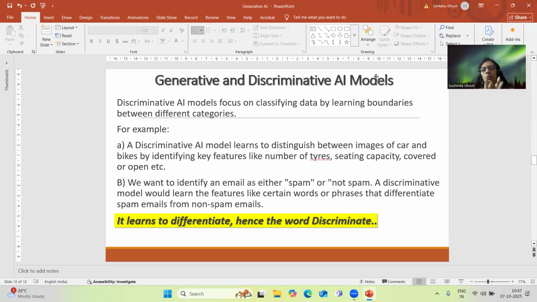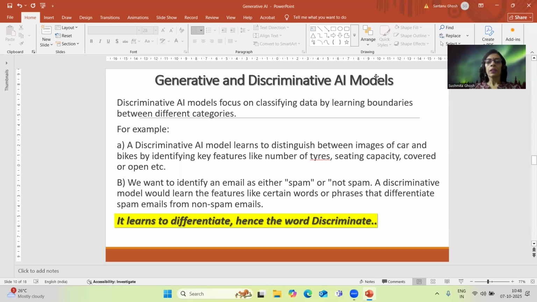So we have been talking about maybe the discriminative AI models till now, and now we have started working with the generative AI models. And every place they are giving you the option of generative AI in various softwares nowadays, rather than every software nowadays, that you may have that aspect too. Okay. So discriminative AI models focus on classifying the data by learning boundaries between the different categories.